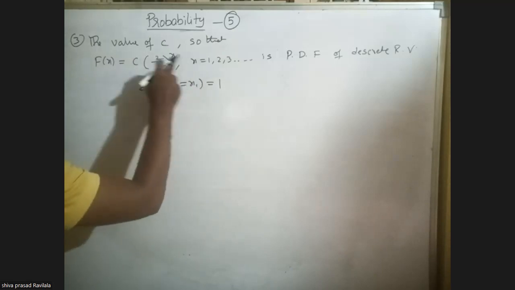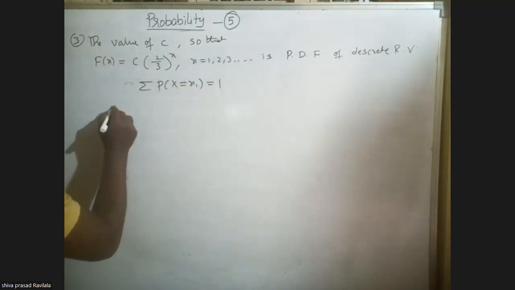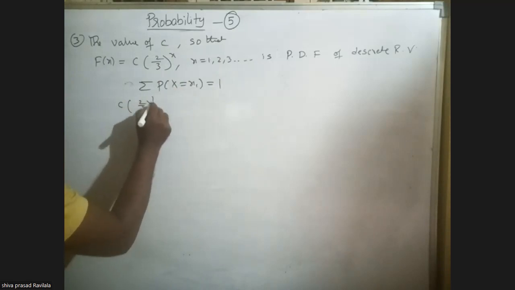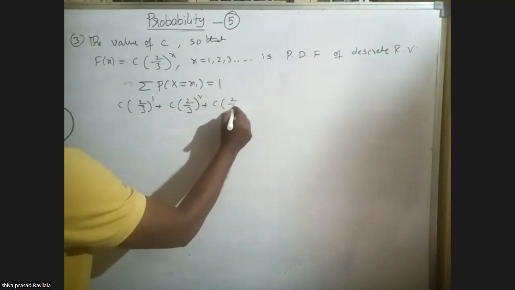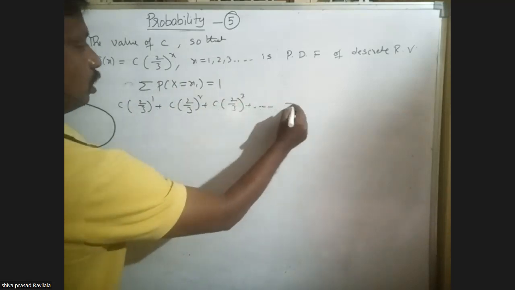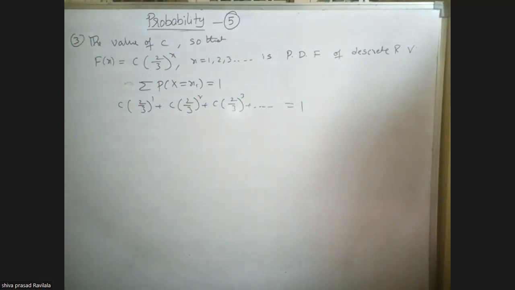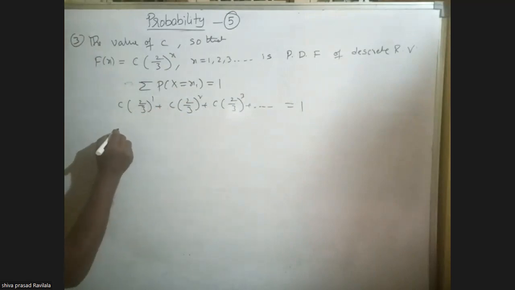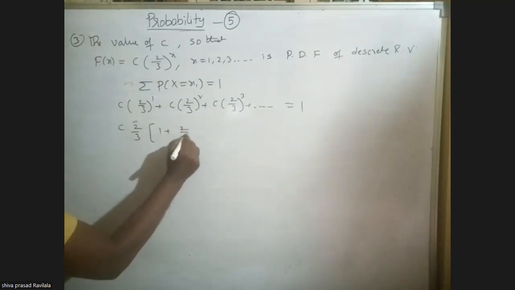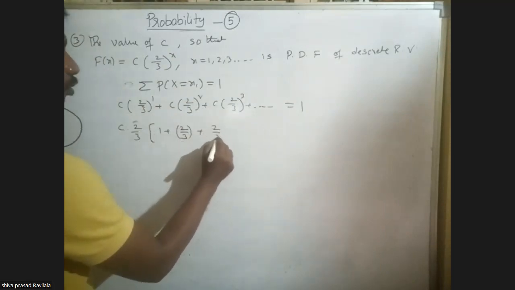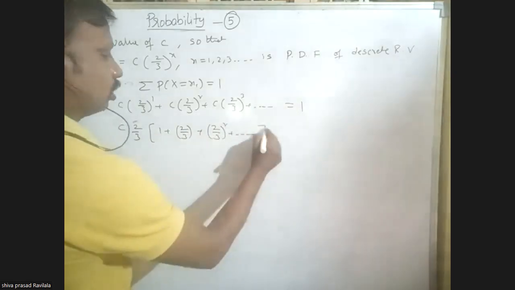First put x is equal to 1, x is equal to 2, and so on. That gives C into 2 by 3 whole power 1, plus 2 into 2 by 3 whole square, plus 3 into 2 by 3 whole cube, and so on, is equal to 1. From all this, C into 2 by 3 is common. Taking it common, the remaining values are 1, then 2 by 3, then 2 by 3 whole square, and so on, is equal to 1.